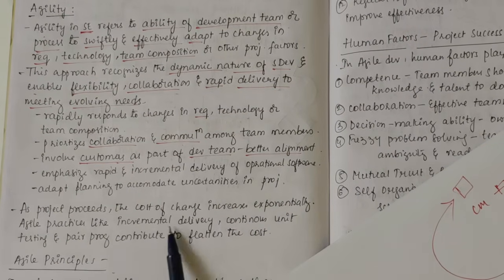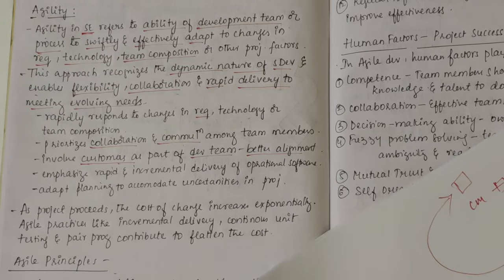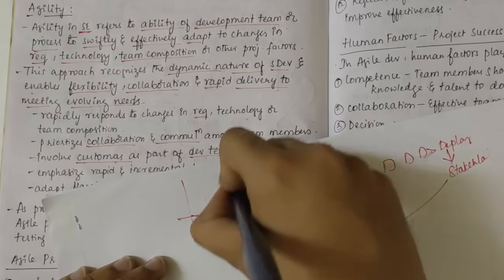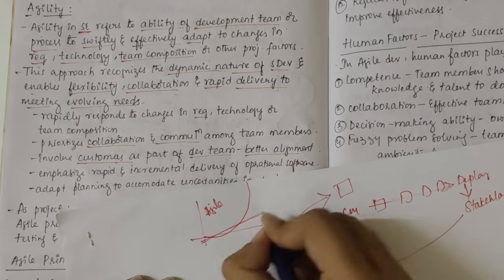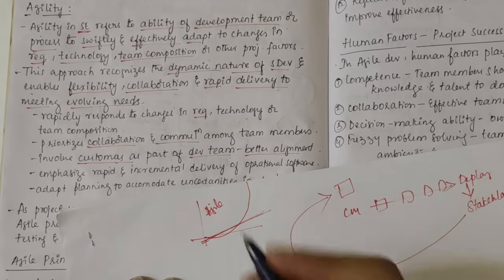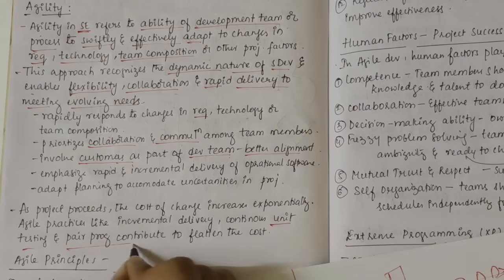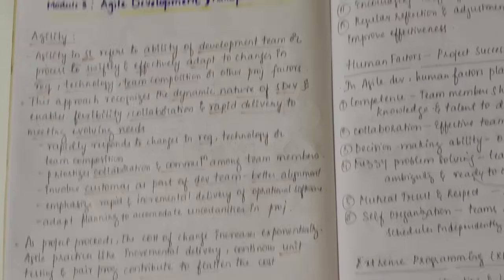Agile practices like incremental delivery, continuous unit testing, and pair programming contribute to flattening this particular cost. If you consider the project and cost curve, it increases exponentially. But by making use of Agile, you can flatten this. You cannot minimize this completely, but you can flatten this by using these methods, that is unit testing, pair programming, and incremental delivery. So this was about agility.